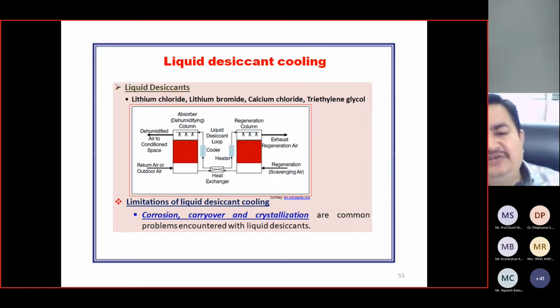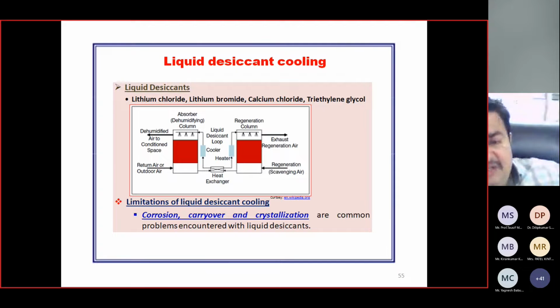Now, there are certain limitations of liquid desiccant cooling. One is corrosion, because the desiccant has to work in its liquid state and can corrode the internal surface of either the absorber or the regeneration column. Some carryover: any type of carryover device may be fitted over the absorber column, but some mist or fumes of the desiccant can pass into the conditioned space. So this type of system is not suited for human comfort conditioning, but for industrial purposes it is good.